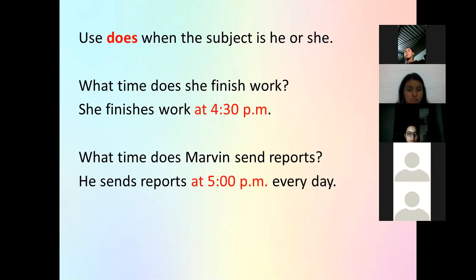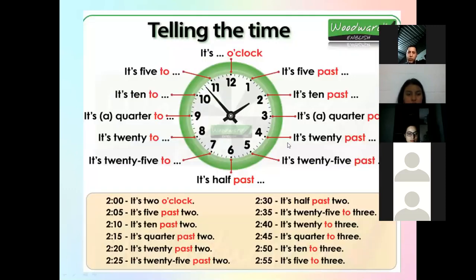Pronunciation, 30. Yes, I know that this is the most difficult word to pronounce when we talk about time. Okay, let's see. This is the case of the auxiliary does, right? When the subject is he or she. What time does he, what time does she, what time does Marvin, what time does the teacher, what time does Oscar or does Roberto, for example.